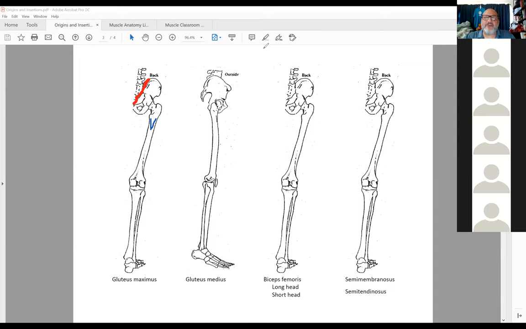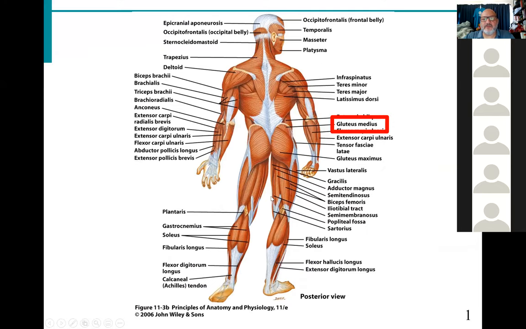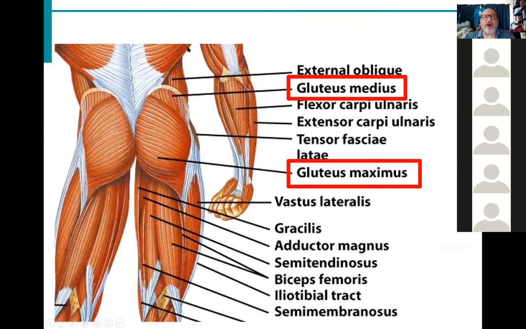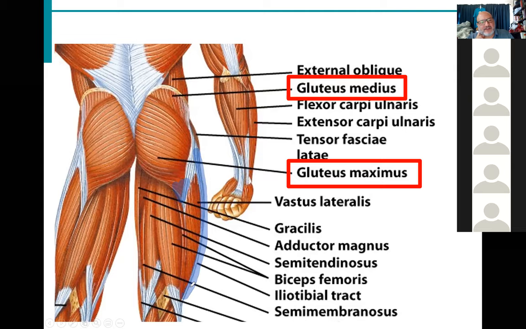However, if we go back to the picture, especially if we make it a little bit bigger, notice that while we can see how some of it is indeed inserting into the back part of the femur, most of the fascicles are actually inserting into this big, huge white band of connective tissue that goes all the way up here from the ilium, all the way down below the knee onto the tibia. Any idea what we might call this band of connective tissue that goes all the way from the ilium all the way down to the tibia? Yeah, there you go. How about the iliotibial band or the iliotibial tract?